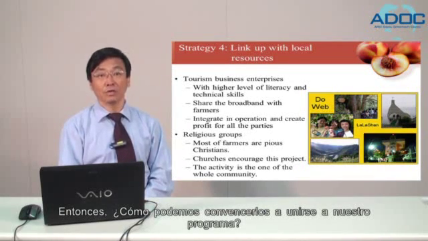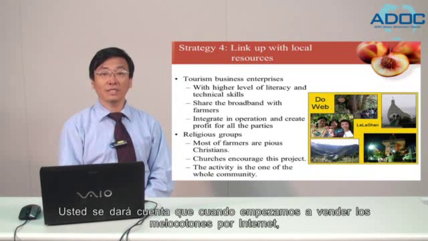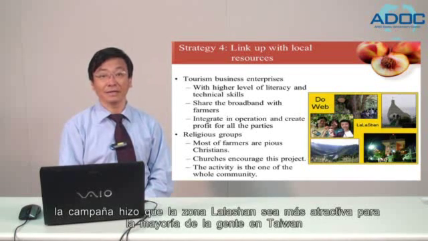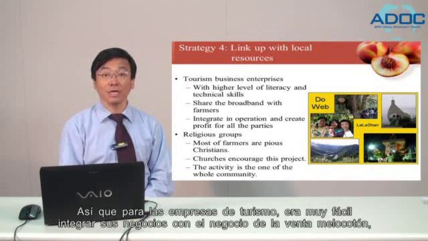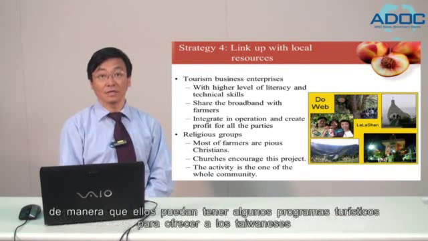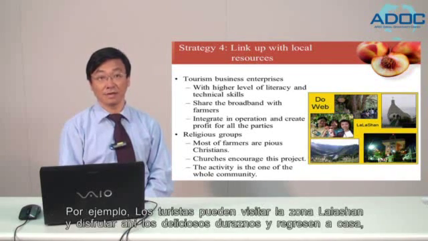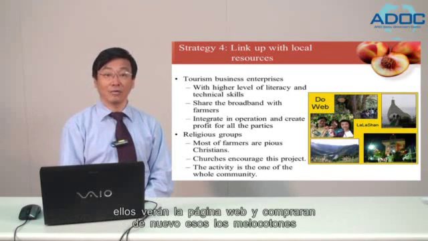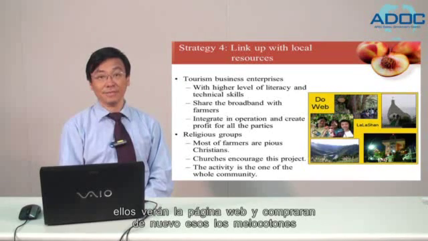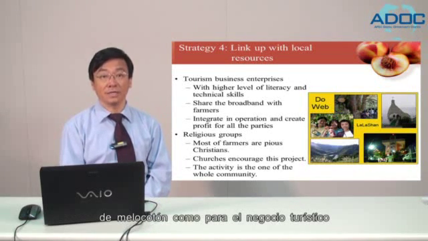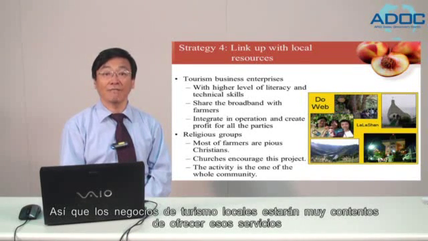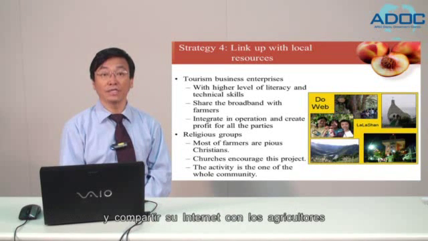So how can we convince them to join our programs? You see, when we started selling peaches on the internet, the campaign made the Lalashan area more attractive for most people in Taiwan. So for tourism businesses, it is very easy to integrate their business with the peach selling business, so that they can offer some tours to Taiwanese. For example, tourists can visit Lalashan area and enjoy delicious peaches here. And when they go home, they will come to the website and buy those peaches again. So we have integrated their operations and created more profit for both the peach farmers and the tourism business. So the local tourism businesses are very happy to provide those services and share their internet with those farmers.